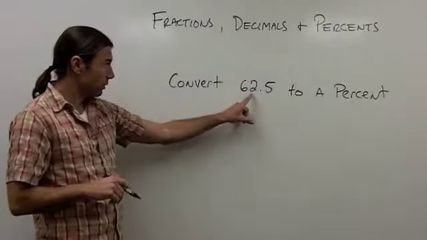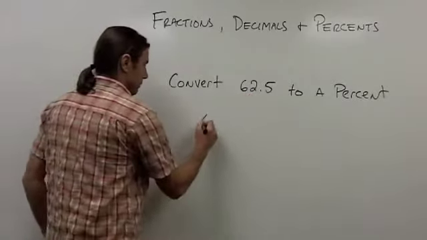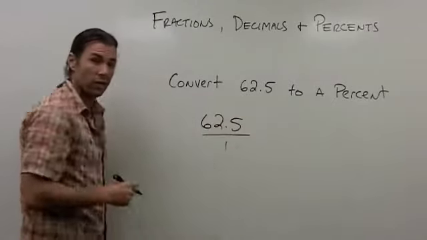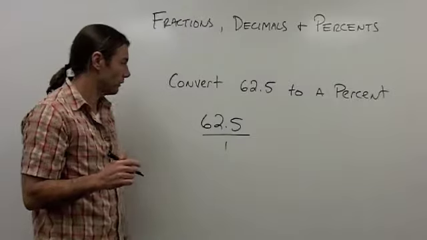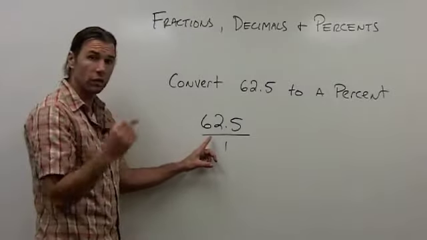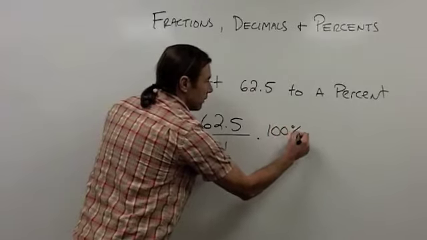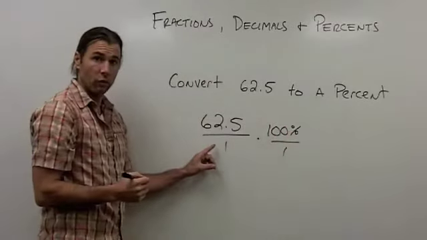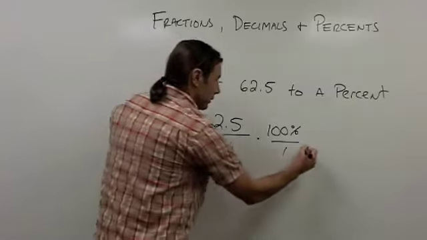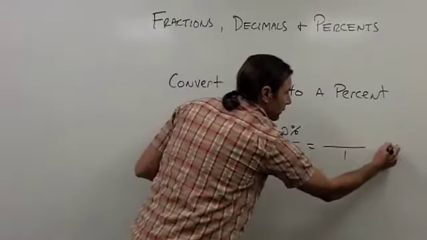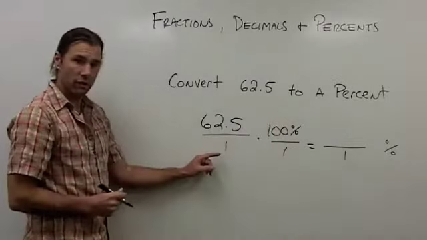So I'm starting with the decimal number 62.5. Okay, I'm going to write that over 1, just like all these other problems. We start by writing it over 1. Now what I want to do is introduce the percent symbol. So I'm going to multiply by 100% over 1. Now let's take a look. In the denominators here, I'm going to end up with 1. Carry my percent symbol over.